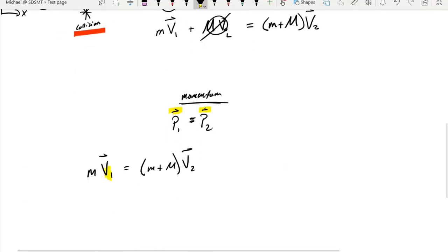So those are the two things that we can control. Ultimately, we're trying to find this muzzle velocity of the bullet. But the only thing stopping me from solving for that is I would need to know what the velocity of the log is after it has been shot by the bullet, and I don't know that.